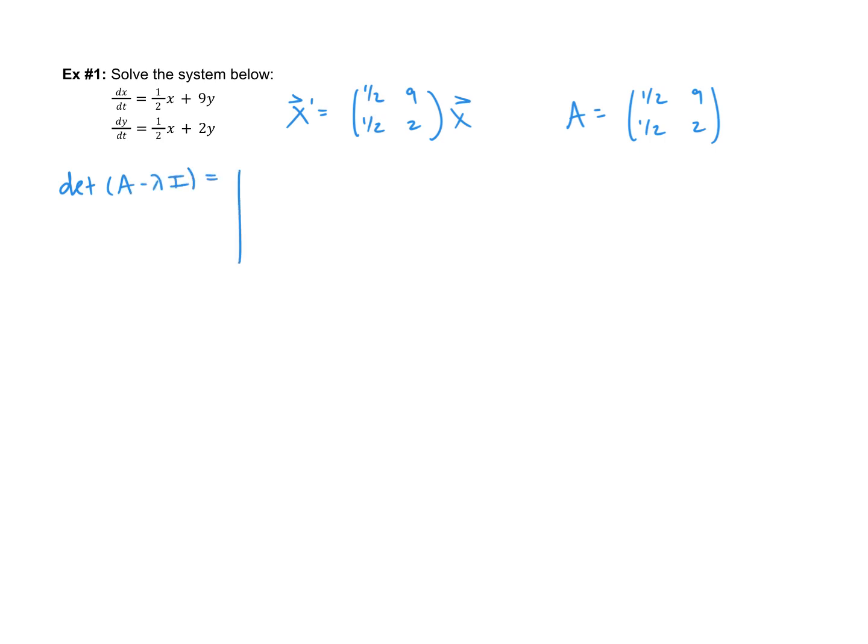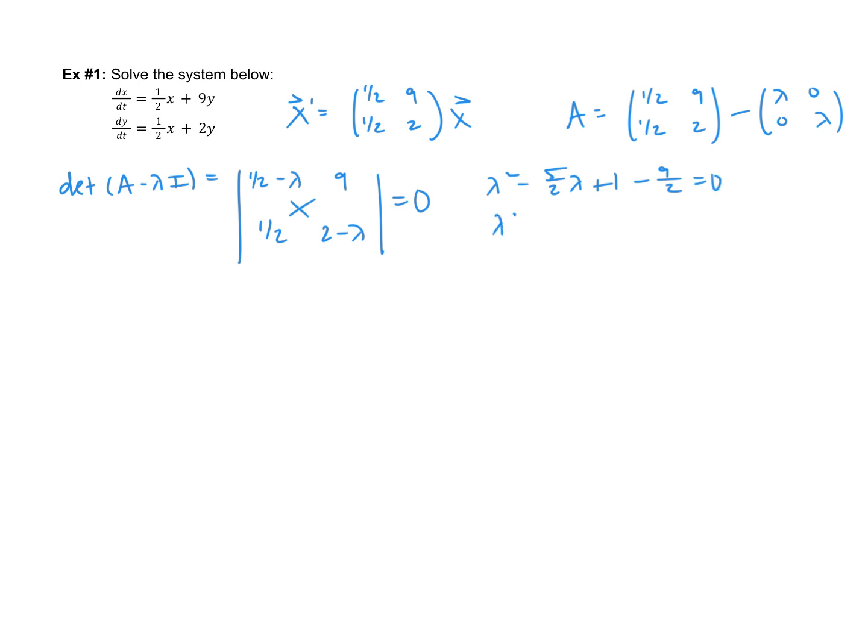And so we're taking this A and we're subtracting lambda times I, which is this matrix. So that gives us 1/2 subtract lambda, 9, 1/2, and 2 subtract lambda. And we want that to be equal to 0. So then finding that determinant, we get lambda squared, subtract 5 over 2 lambda, add 1, subtract 9 over 2 is equal to 0. So lambda squared, subtract 5 over 2 lambda, subtract 7 over 2 is equal to 0.